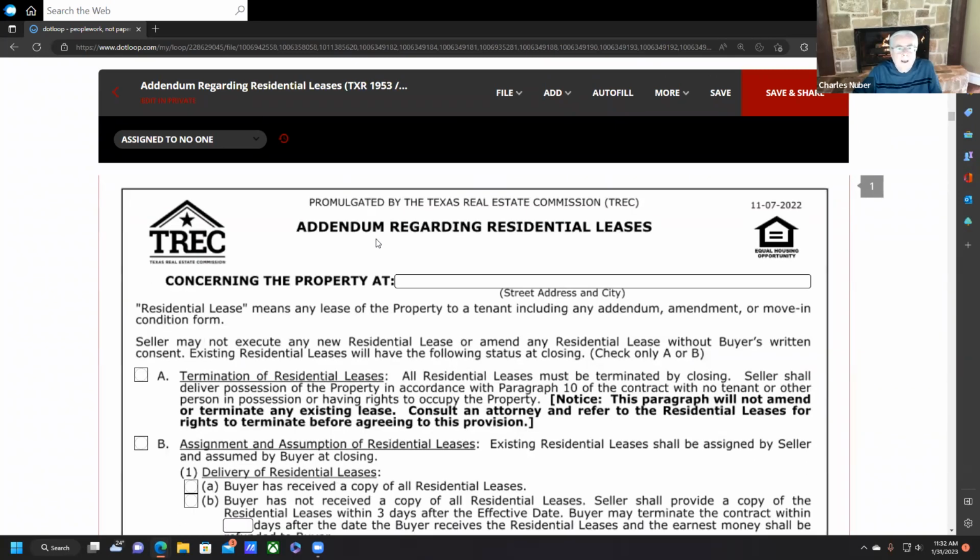Yeah. Okay, addendum regarding residential leases. This would be if the property is under a residential lease. Leases do survive the sale.